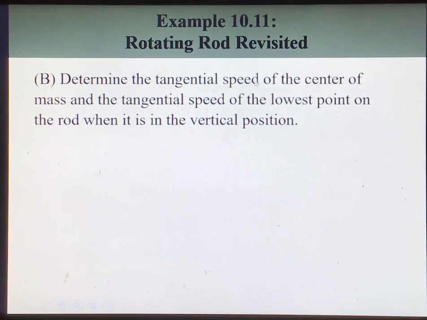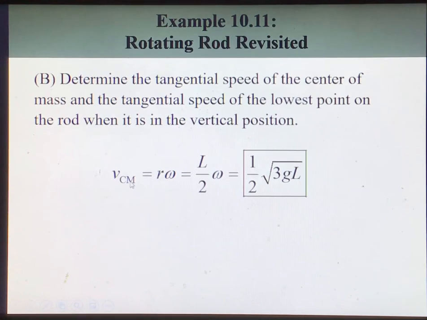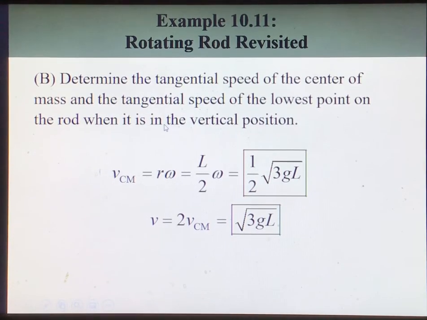And then if you want to calculate the tangential speed, the center of mass speed is equal to r times omega. So r here is just L/2 times omega. If you substitute that, you get 1/2 times the square root of 3g over L. And then the tangential speed of the lowest point on the rod when it's in the vertical position is going to be twice that. I'll talk about this later on, but you're going to see that the speed at the lowest point is just twice the v center of mass.